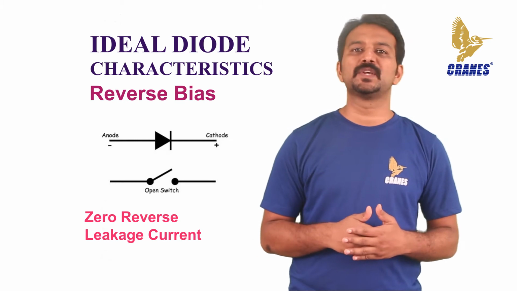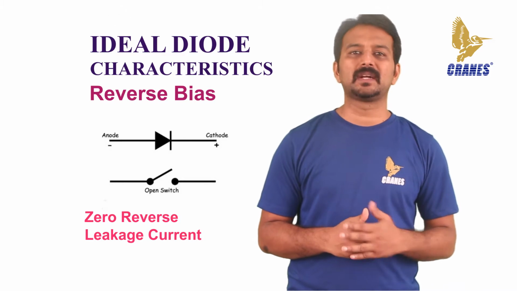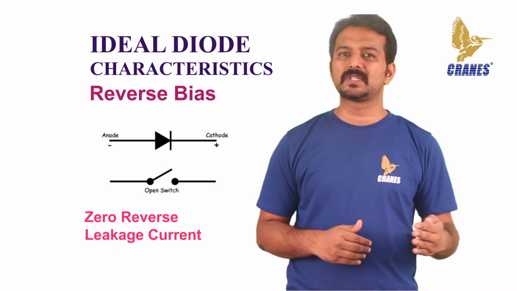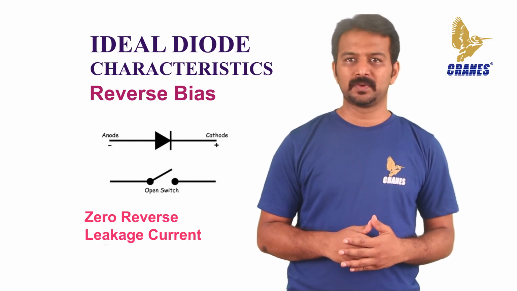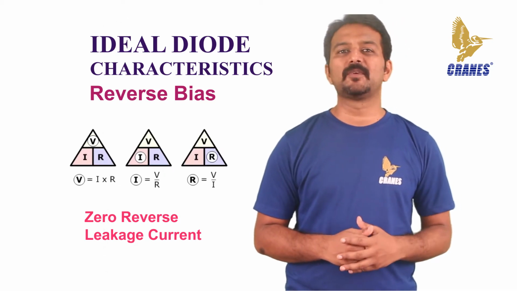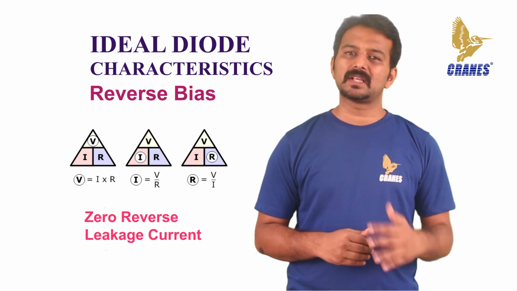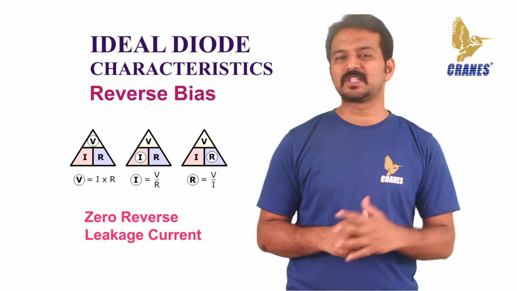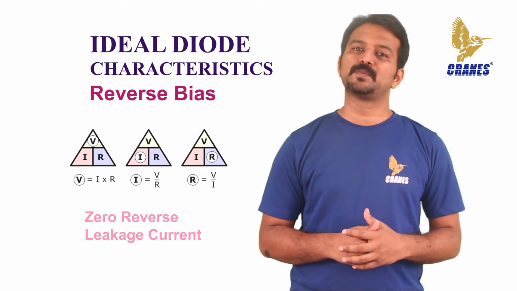The next property is the zero reverse leakage current. This property of the ideal diode can be directly implied from its previous property, which states that the ideal diode possesses infinite resistance when it is operating in the reverse biased mode. The reason can be understood by considering Ohm's law again, which now takes the form of I is equal to V by infinity, which is equal to 0. Thus, it means that there will be no current flowing through the diode when it is reverse biased, no matter how high the reverse applied voltage may be.